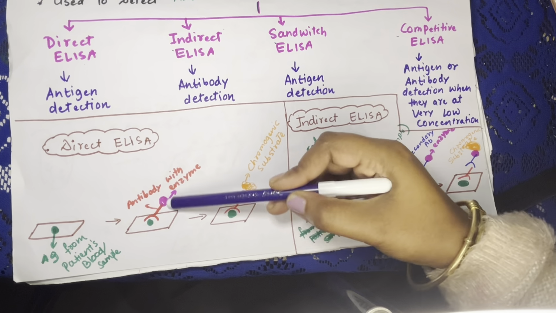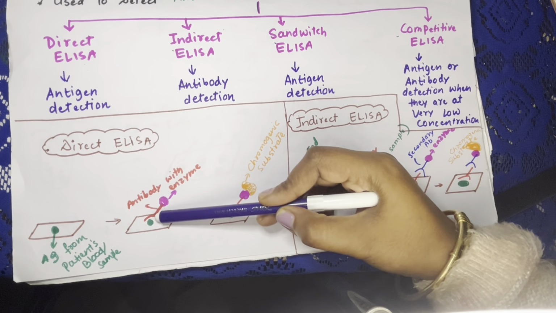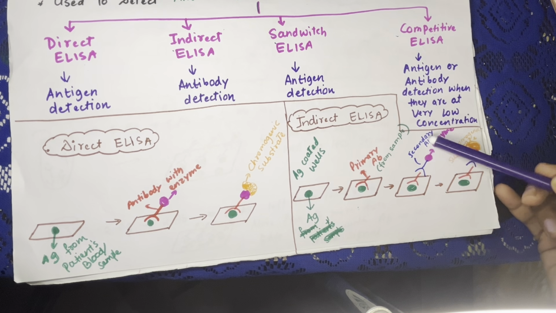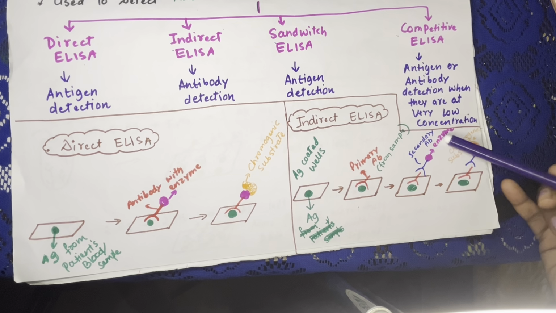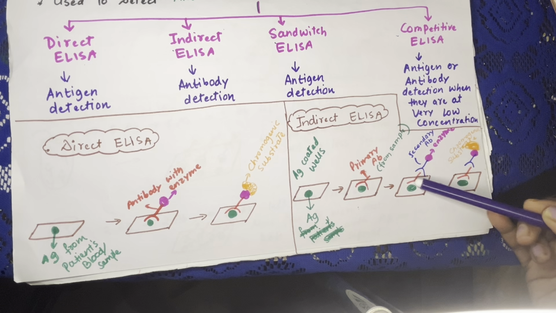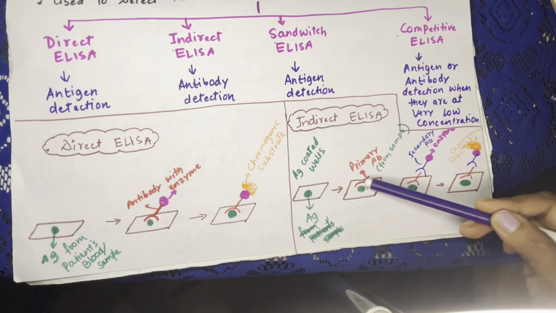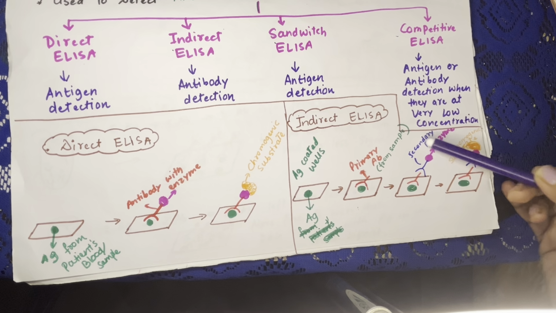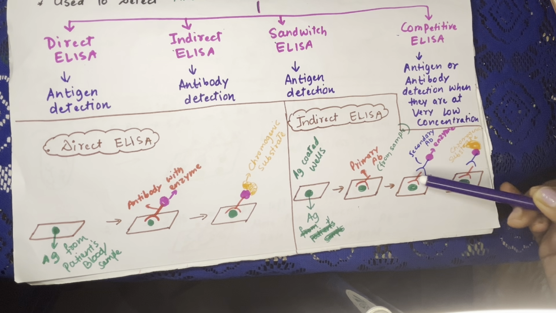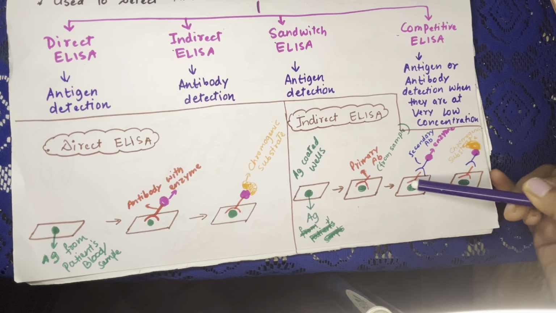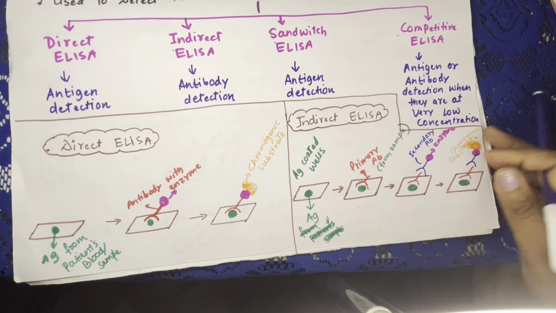In direct ELISA we were using only one antibody conjugated with enzyme, but here we are using another antibody. This secondary antibody we are using artificially. This antibody is not from the patient sample. The first, the primary antibody, was from the patient sample. Why are we using the secondary antibody? Because it is specific to the primary antibody. If the primary antibody is present, then only the secondary antibody will go and bind with the primary antibody.